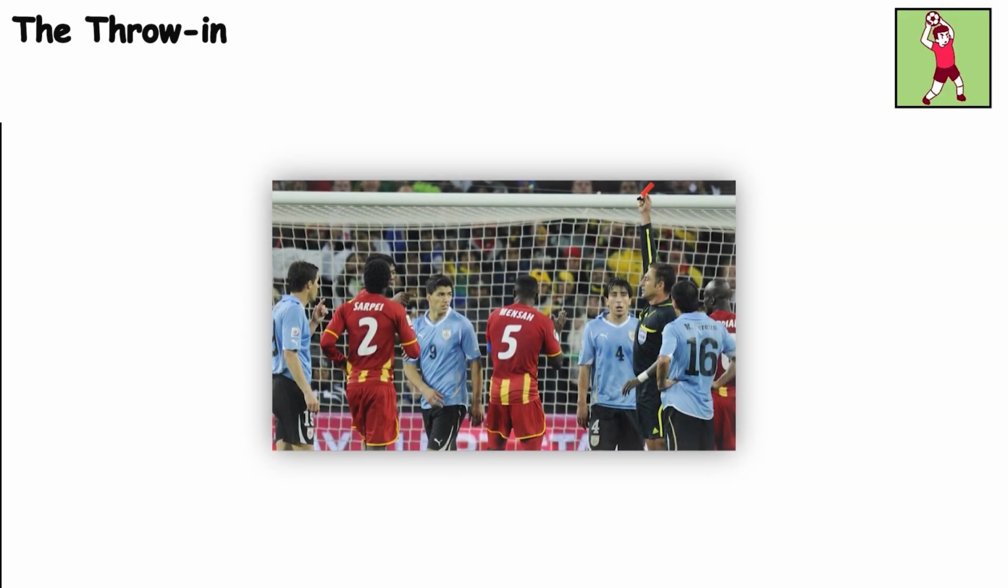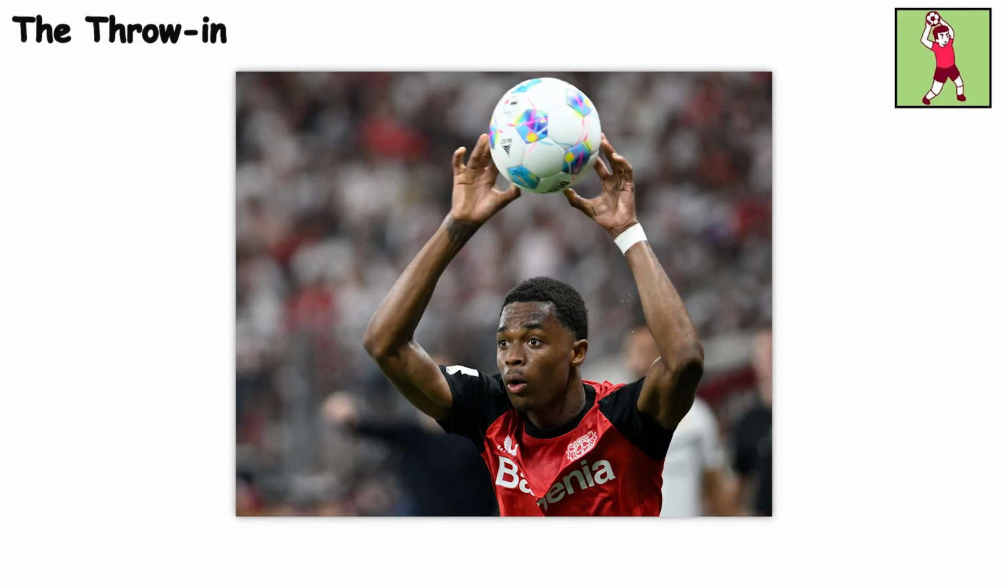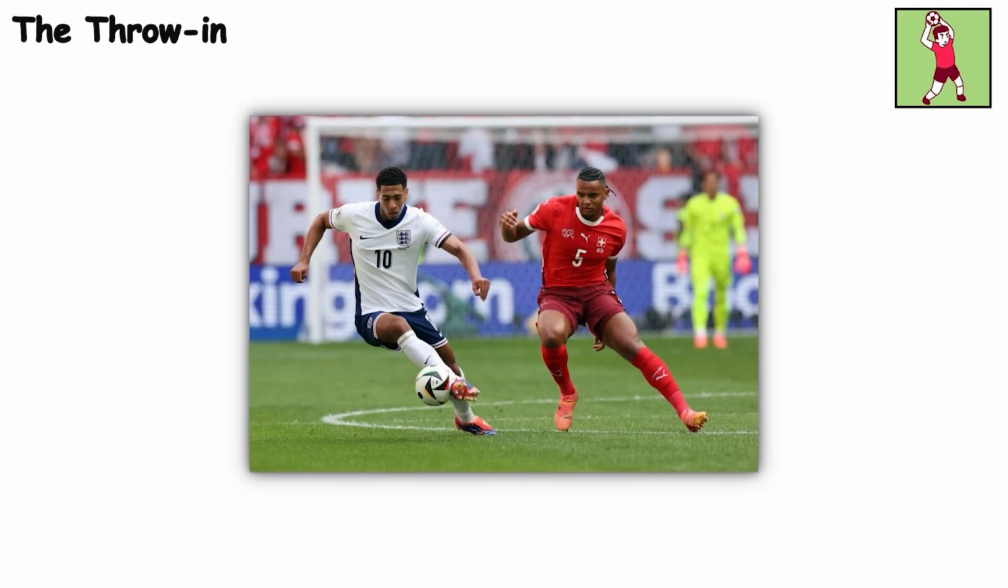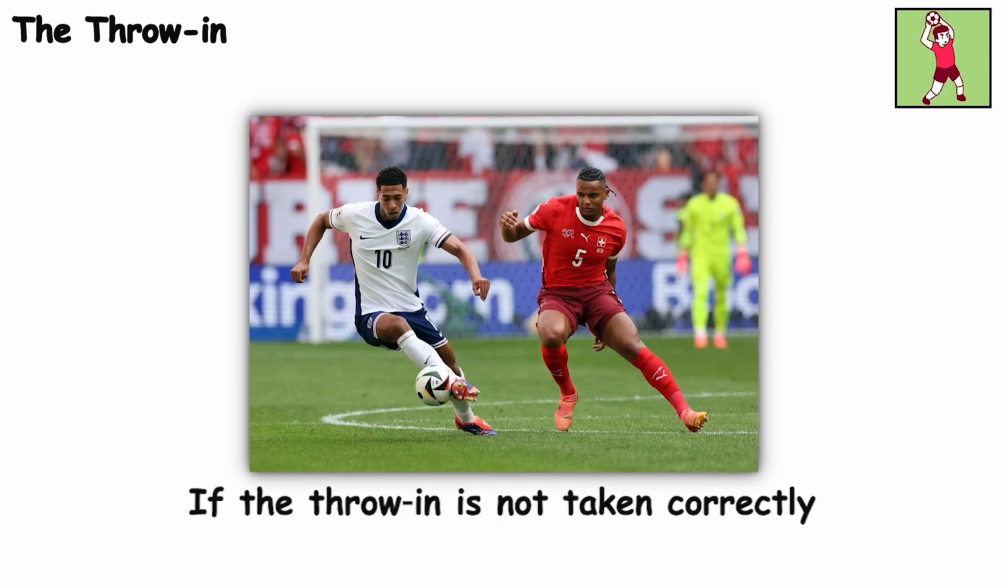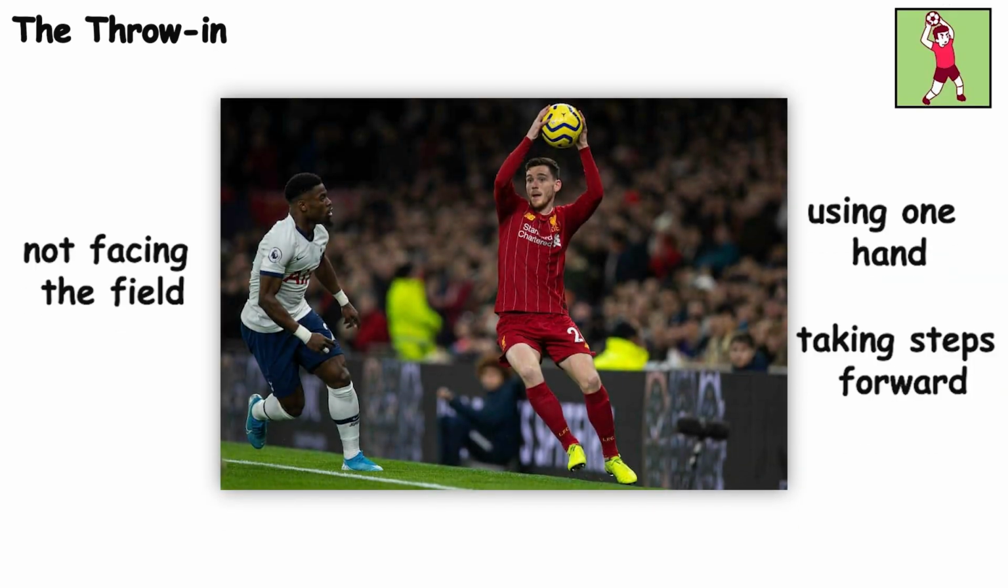All opponents must stand at least 2 meters, approximately 2 yards, away from the point of the throw until the ball is in play. The thrower cannot touch the ball again until another player has done so. If they do, an indirect free kick is awarded to the opposing team. If the throw-in is not taken correctly, such as by not facing the field, using one hand, or taking steps forward, then the opposing team is awarded the throw-in instead.